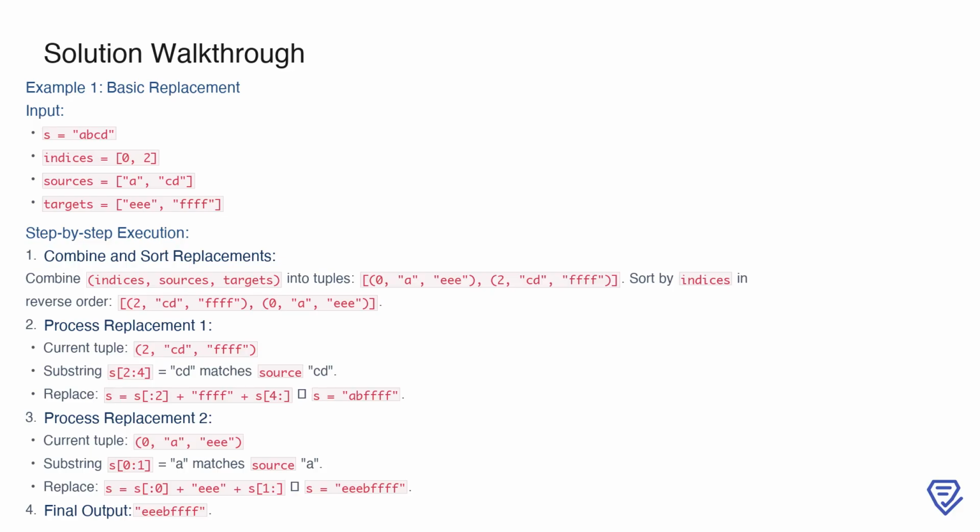The substring A from index 0 to 1 matches the source A. Replacing it with EE transforms the string to EBF. The final output after both replacements is EBF.